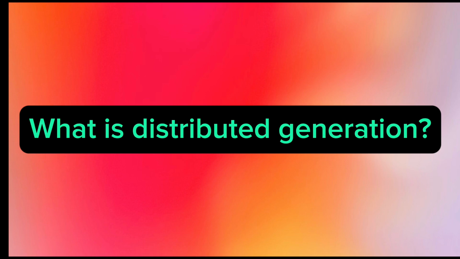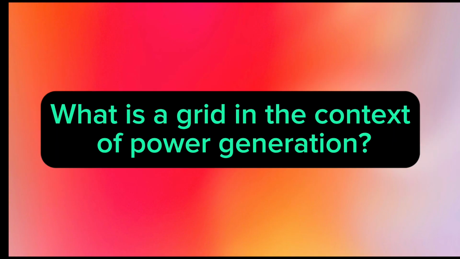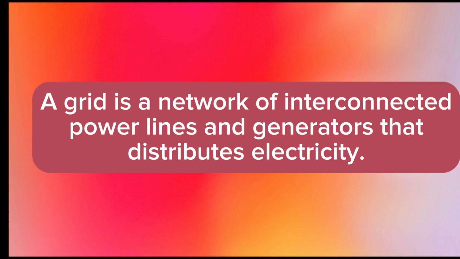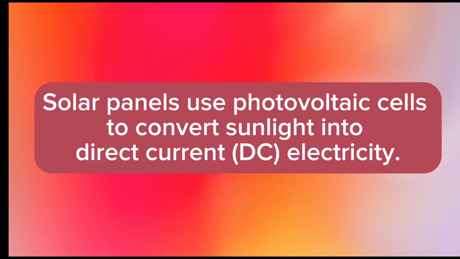What is distributed generation? Distributed generation refers to small-scale electricity generation at or near the point of use, often using renewable energy sources. What is a grid in the context of power generation? A grid is a network of interconnected power lines and generators that distributes electricity. How do solar panels convert sunlight into electricity? Solar panels use photovoltaic cells to convert sunlight into direct current (DC) electricity.